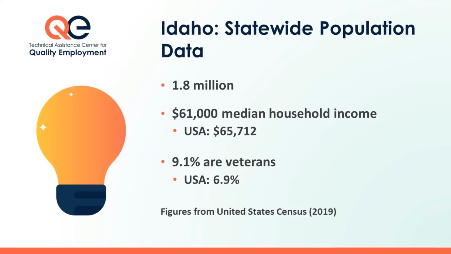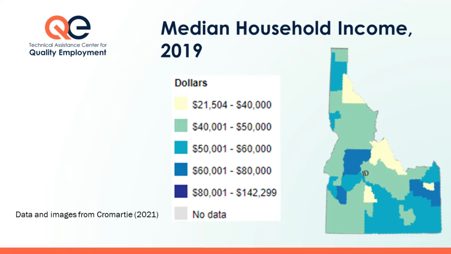Idaho has approximately 1.8 million residents. The median household income is $61,000, which is very similar to the median national household income of $65,712. Southeastern Idaho, along the Utah and Wyoming boundaries, with the exception of Madison County, has several counties with median household income above $50,000. The 5 counties in Idaho with the highest median household incomes are Valley, Ada, Jefferson, Bonneville, and Teton. 4 counties in the lowest median household income bracket are Shoshone, Lemhi, Camas, and Madison.